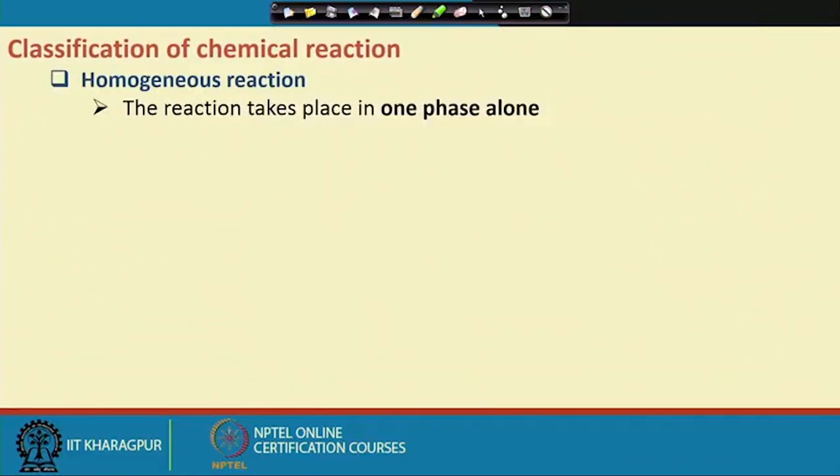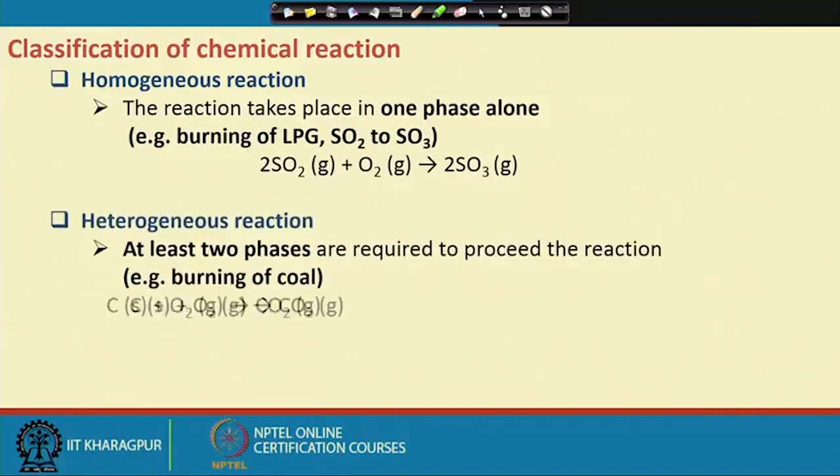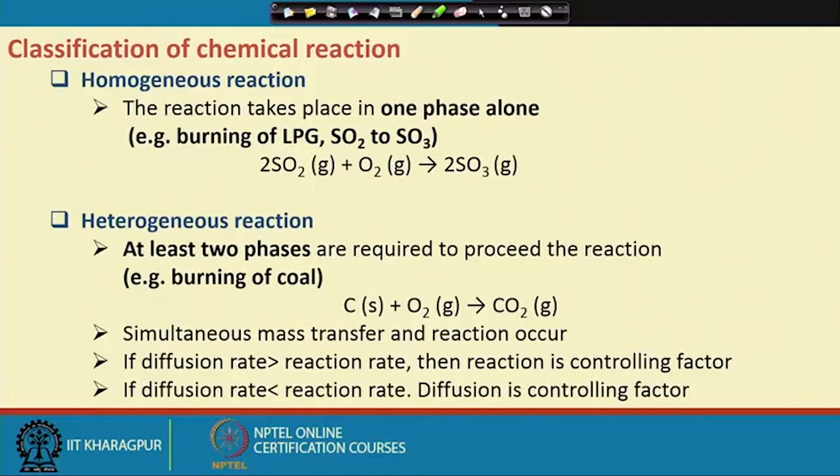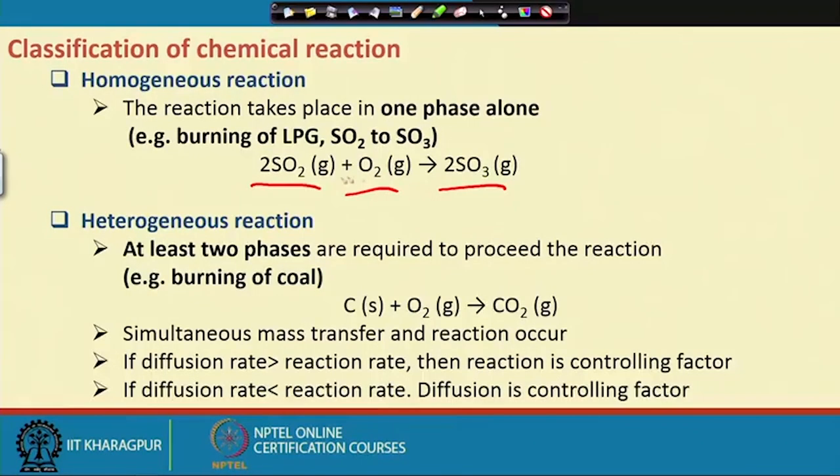Now, for homogeneous reactions, we have the example of sulfur dioxide, which in the presence of oxygen produces sulfur trioxide. This occurs particularly in the sulfuric acid production process. You might know that sulfur trioxide in the presence of water produces sulfuric acid. When sulfur dioxide is oxidized further to sulfur trioxide, all of these are in the gaseous phase. This is gas, this is gas. So the reaction occurs in one particular phase, and since it does, we call it a homogeneous reaction.